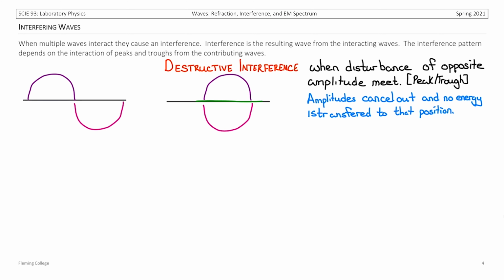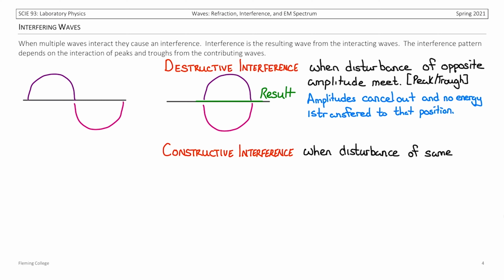And you can see here the resultant wave is a flat line at equilibrium. The other type of interference is constructive interference. And this happens when disturbances of the same amplitude meet. So in other words, a peak meets a peak or a trough meets a trough.